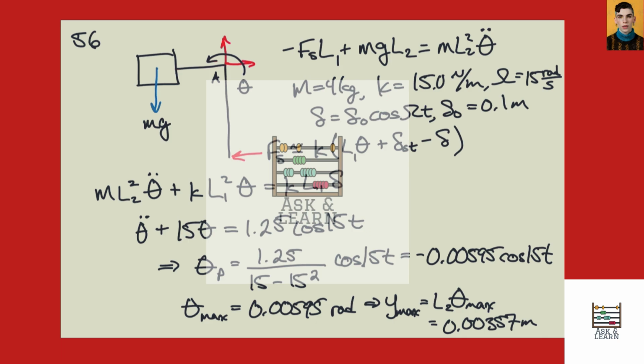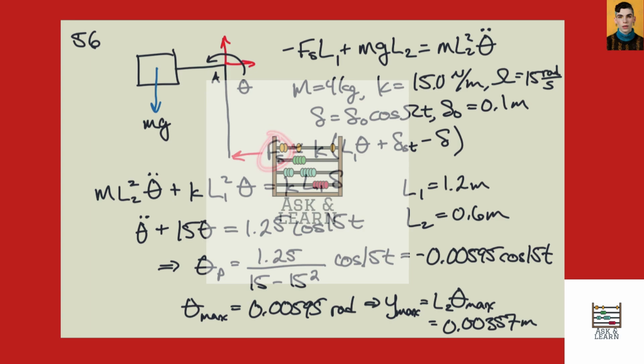Now, I guess I didn't write down what those were. So L1 is 1.2 meters, and L2 is 0.6 meters. The mass, we're told, is 4 kilograms. The spring constant of this spring down here is 15 newtons per meter. The excitation frequency is 15 radians per second, and its amplitude is 100 millimeters. So this is our excitation.